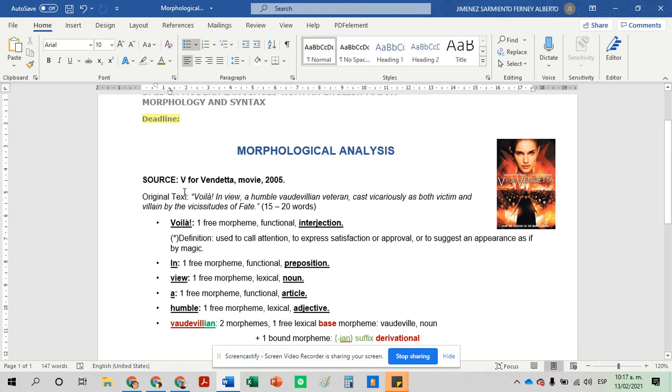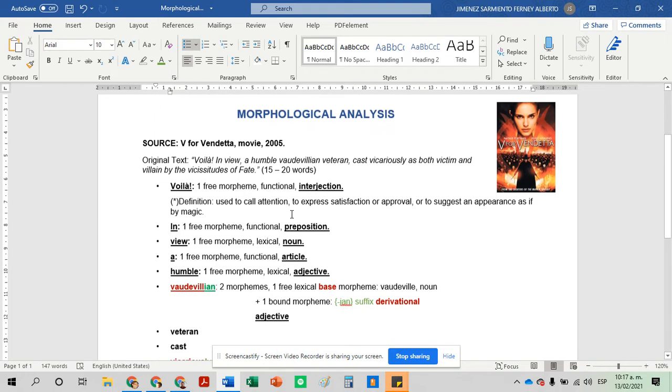In my case, it's V for Vendetta, a movie from 2005. This is the original text. Make sure that you have a text that is between 15 and 20 words, 15 minimum, maximum 20. And then you start your analysis word per word, right?